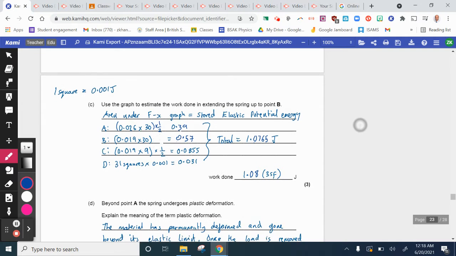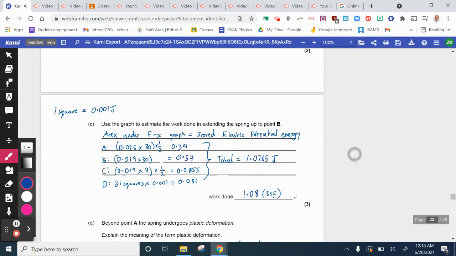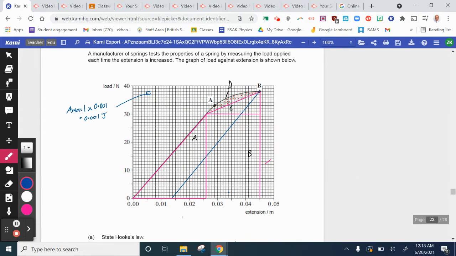The next question, part C: use a graph to estimate the work done in extending the spring up to point B. So let's identify where point B is. Up to point B, the work done is the area under a force extension graph. So this is this entire area, and it's an estimation as there's a bit of a curve here. So what I've done is I split it into sections. I split this section into a triangle. I'm using that same triangle as before.